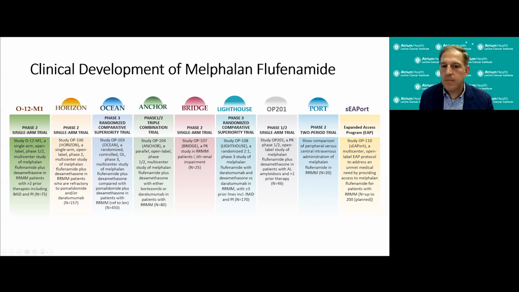There's a study looking at melflufen safety and clearance in patients with kidney disease. There's a study that's looking at melflufen dexamethasone in amyloidosis. There's also a study looking at the safety of administering melflufen through a peripheral IV as opposed to a central IV, such as a port, for example. Right now, it's only able to be given through a port or some other kind of central access.